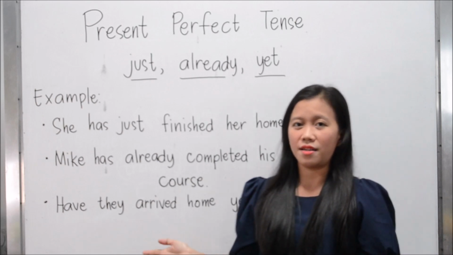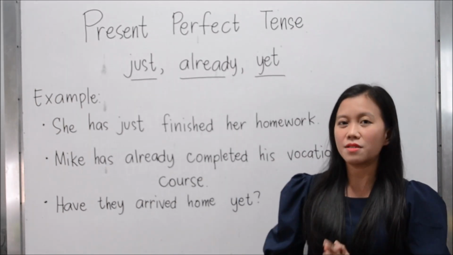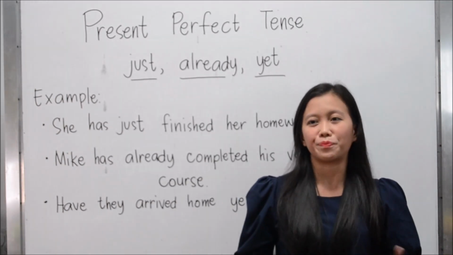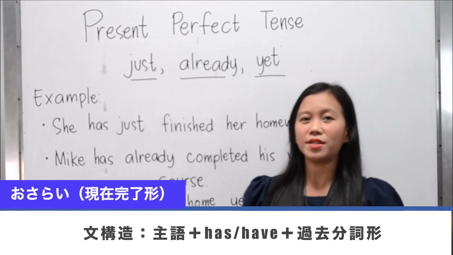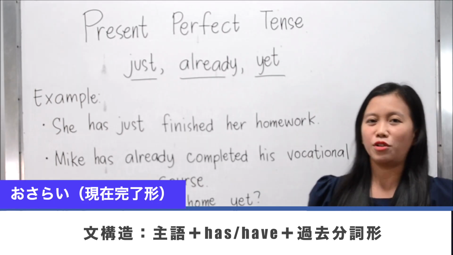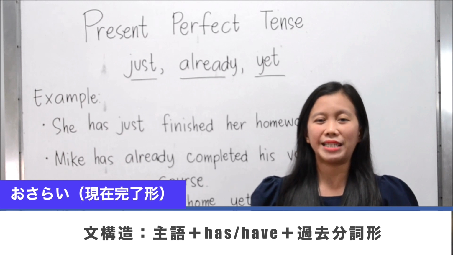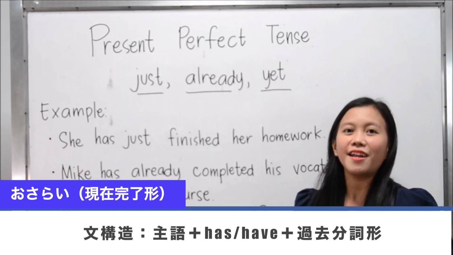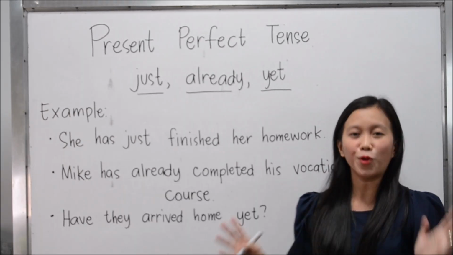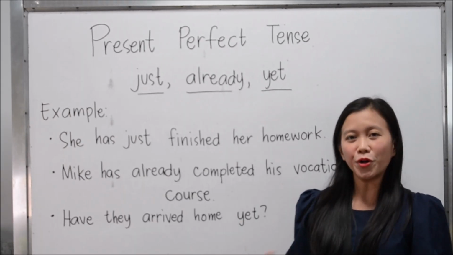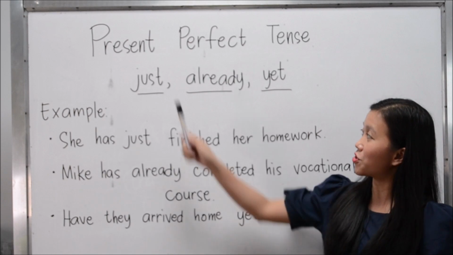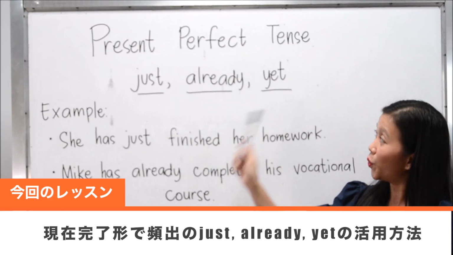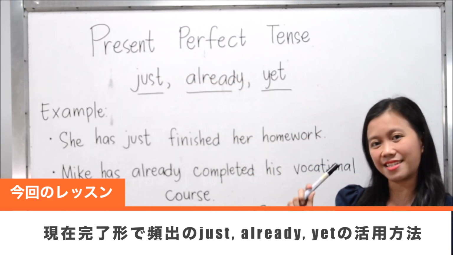I know, guys, that you all remember the present perfect tense of the verb. When we say present perfect, the form of the verb is has or have plus the past participle form. Today's lecture, guys, I will help you learn and understand more on how to use the words just, already, and yet with the present perfect tense.